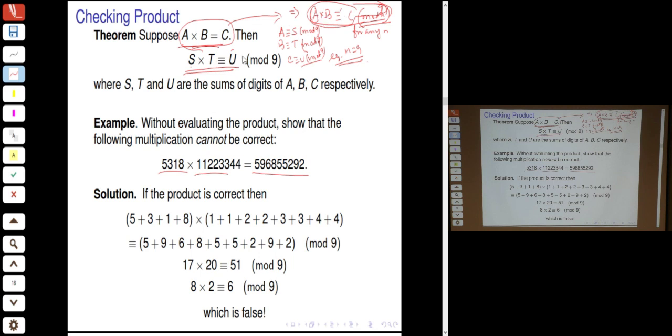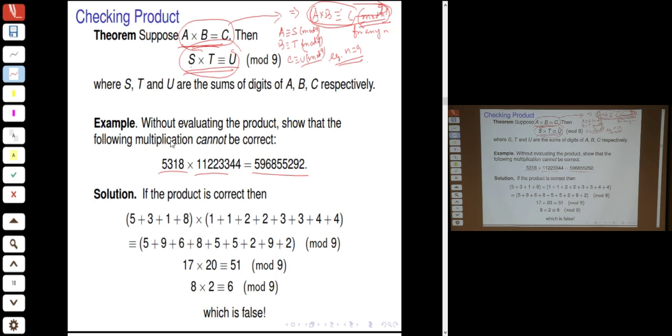So the logic is that if A times B was indeed equal to C, if the multiplication was correct, then in particular it should be true that S times T is congruent to U mod 9. The advantage is that A, B and C might be huge numbers, and the multiplication may be difficult to check directly, but S, T and U might be small numbers because they are the sums of the digits of A, B and C respectively. So this congruence equation mod 9 may be easy to check. This is the logic.